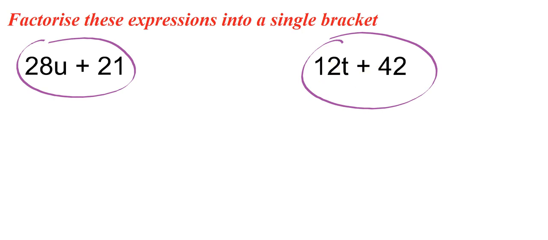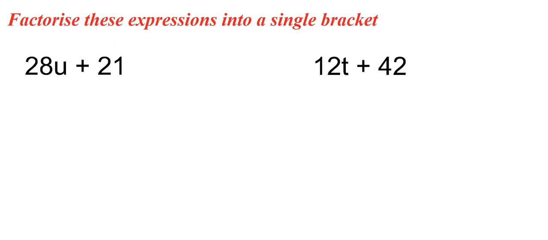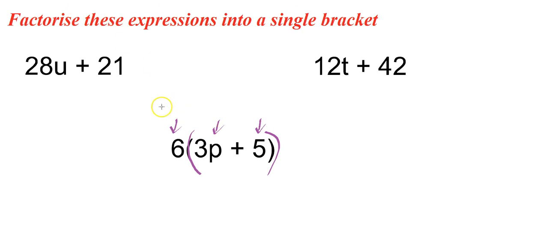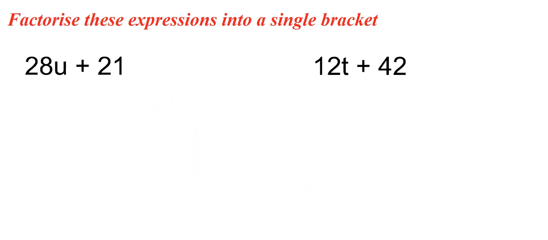Okay, so essentially what we're doing with these kinds of questions, it says here factorize into a single bracket. What we're going to end up with as an answer, as an expression, is something that looks like this. And you can see here that we've got a term outside the brackets, and then we've got a couple of terms inside the brackets. Okay, plus we have brackets. So that's what we're going to be aiming to end up with. So let's find out how we go about getting there.